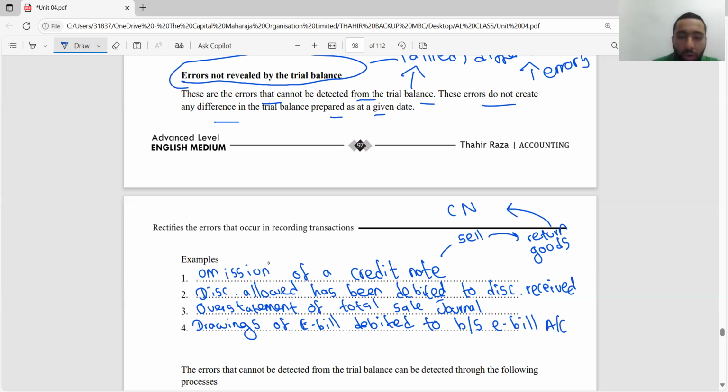What is the double entry for a credit note? Anyone here knows the double entry for a credit note?